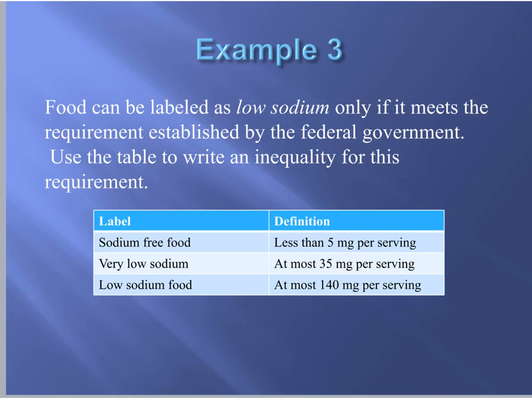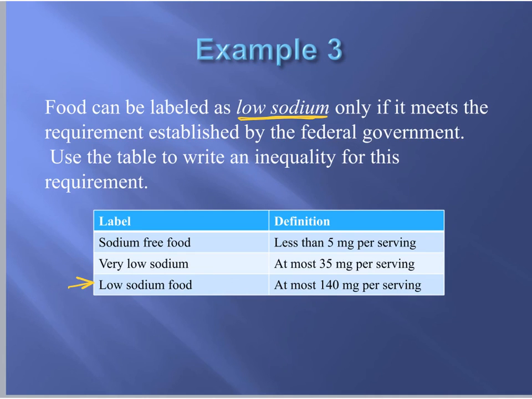Now for example 3, we have a story problem. It says food can be labeled as low sodium only if it meets the requirements established by the federal government. Use the table to write an inequality for this requirement. So for this example, we are looking at low sodium items. When I look at my table here, we have sodium free, very low sodium, or low sodium, which is right here.